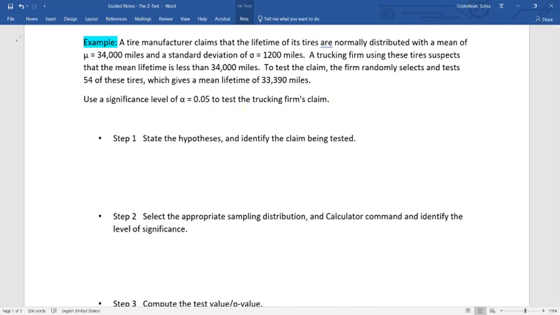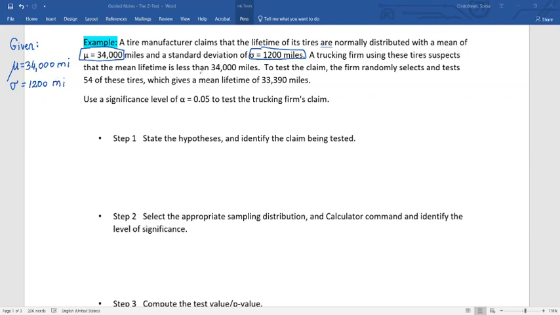The first thing I will do is write down the given information in an organized way on the side, using the proper notations. So right here I have the mean, which is 34,000 miles, and the standard deviation, and they use the notation in the problem. Sometimes they don't use the notation in the problem, and then you want to make sure you use the appropriate notations because it really matters.